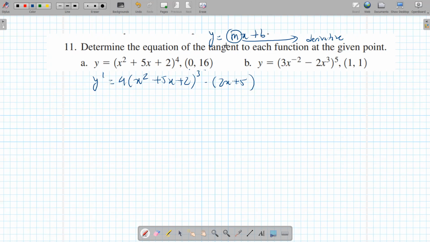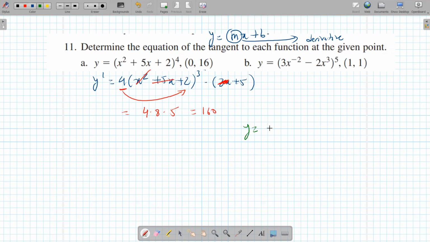To find the slope value, you just want to plug in the x value as whatever they've given you of the point. So for this one, you're going to plug all the x values as 0. So the answer is 4 times 2 cubed, which is 8, times 5. 40 times 4 is 160. There you go. That's your m value, okay?